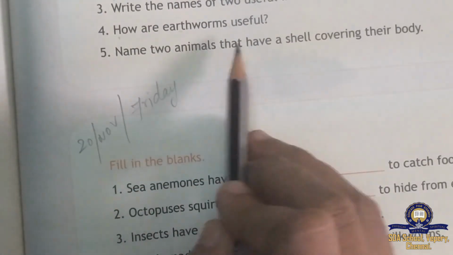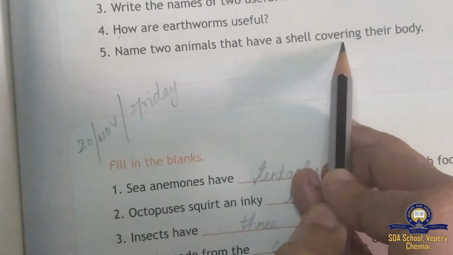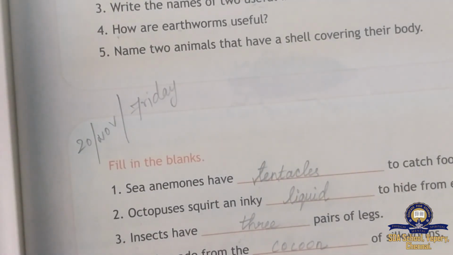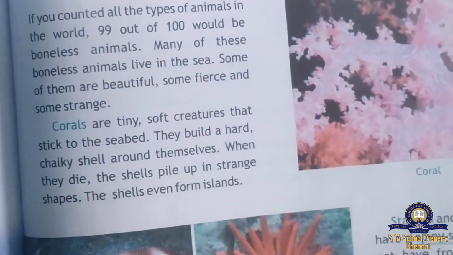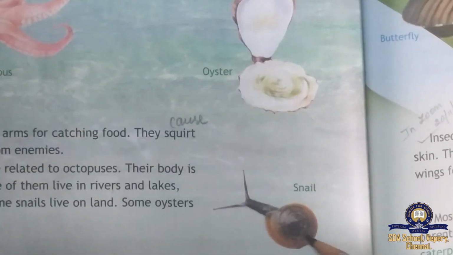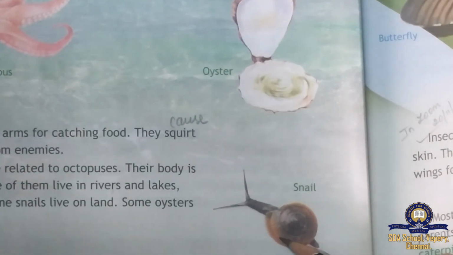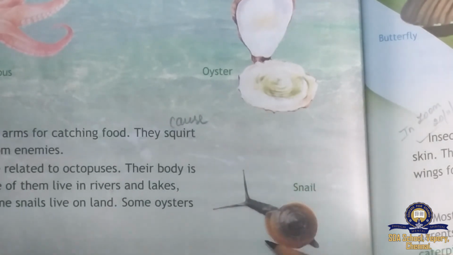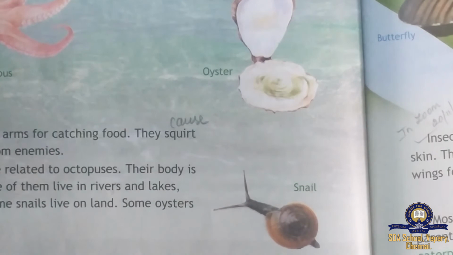The last question is, name 2 animals that have a shell covering their body. We have learned this in the beginning of the lesson itself. You can look at the pictures. Snail and oyster is the example. Snails and oysters have shell covering their body.